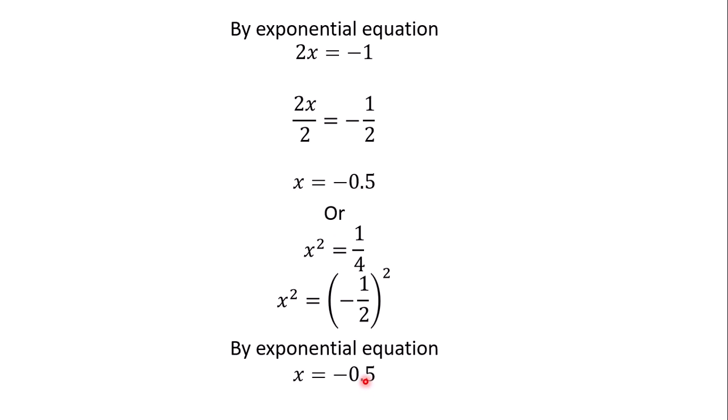Okay, so let's prove our solution. Proof. Let's repeat the equation: x squared is equal to 16 to the power x, and then we put x equal to minus 0.5 here, and also here. So when you put, you're going to get minus 0.5 all squared is equal to 16 to the power minus 0.5.